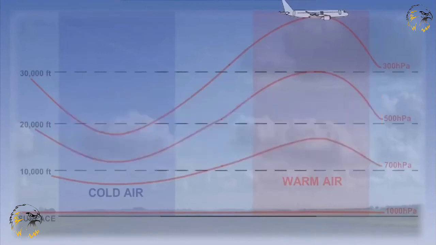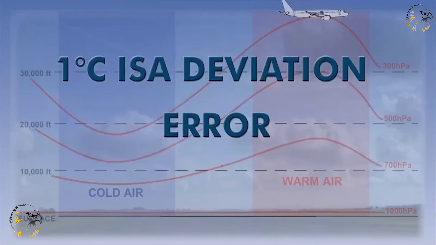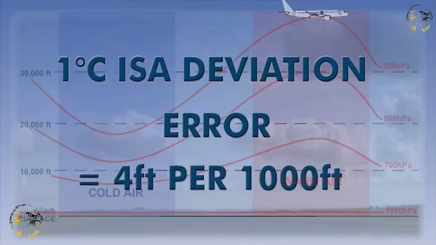This formula states that, for every 1 degree Celsius deviation from ISA, the error in the altimeter is 4 feet per 1,000 feet. This formula is derived from another formula we saw in the pressure lesson. That formula was telling us the height difference per hectopascal. The best way to explain this new formula is to go through an example.